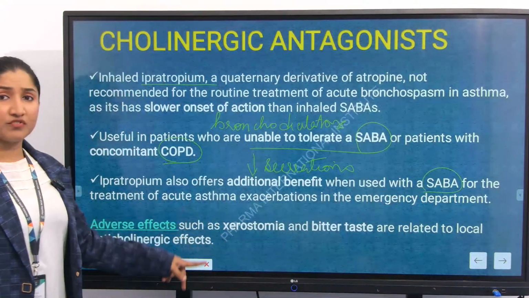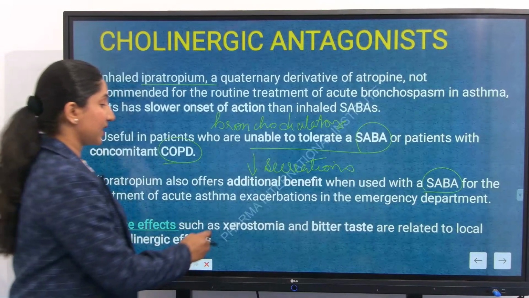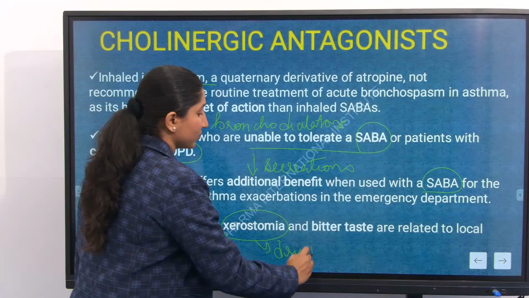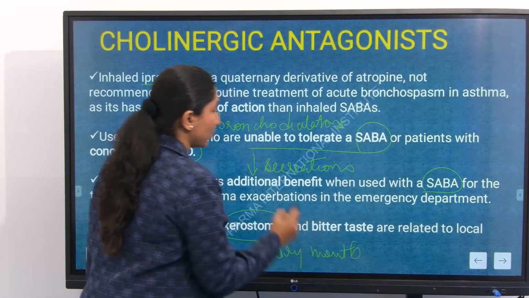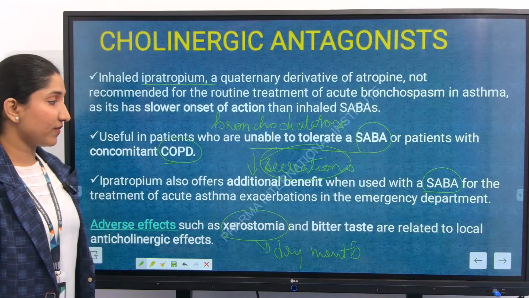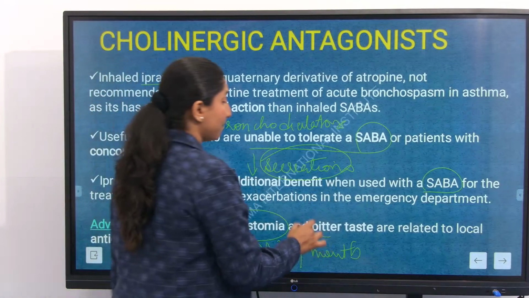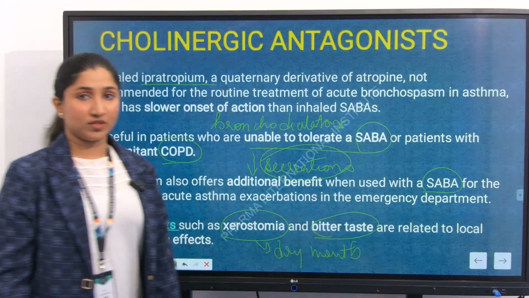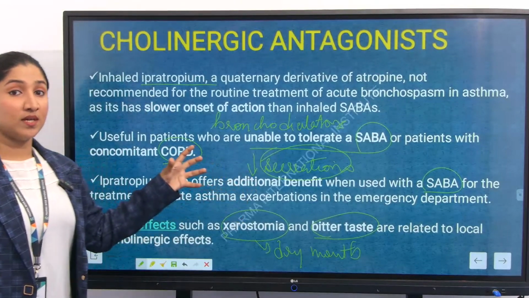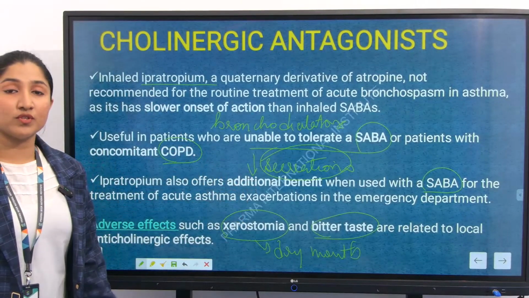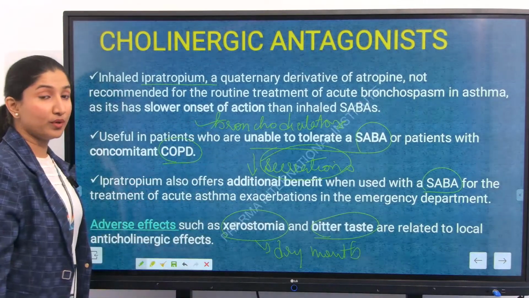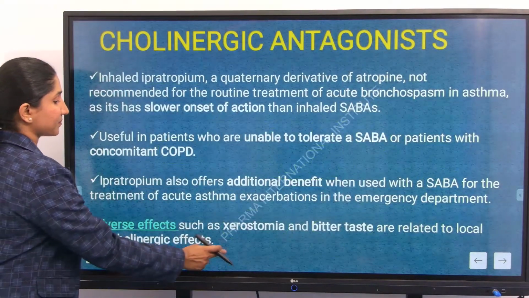What are some of the side effects of this class of drug? They can cause xerostomia, or dry mouth, because of the decreased secretion, their anticholinergic effect, and they can also cause a bitter taste in the mouth sometimes. So that was about the effect of anticholinergic agents, the cholinergic antagonists, in asthma treatment. They mainly act as bronchodilators.